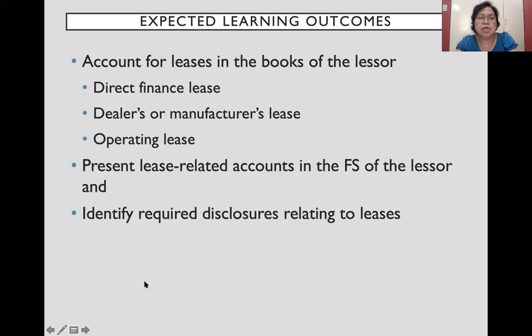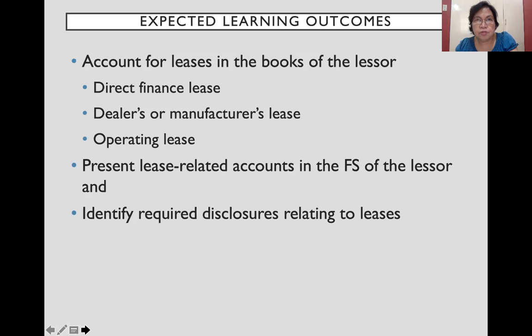At the end of this module, or after viewing this video, you should be able to account for leases in the books of the lessor, whether that lease is classified as operating lease, direct finance lease, or dealer's or manufacturer's lease. You should be able to present lease-related accounts in the financial statements of the lessor, and identify required disclosures relating to leases.